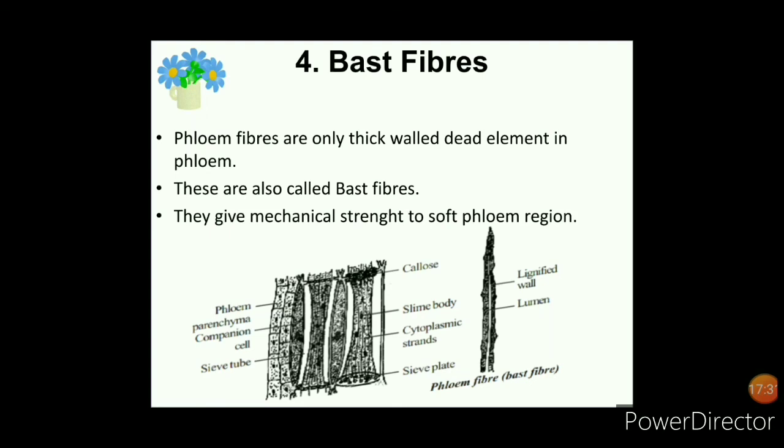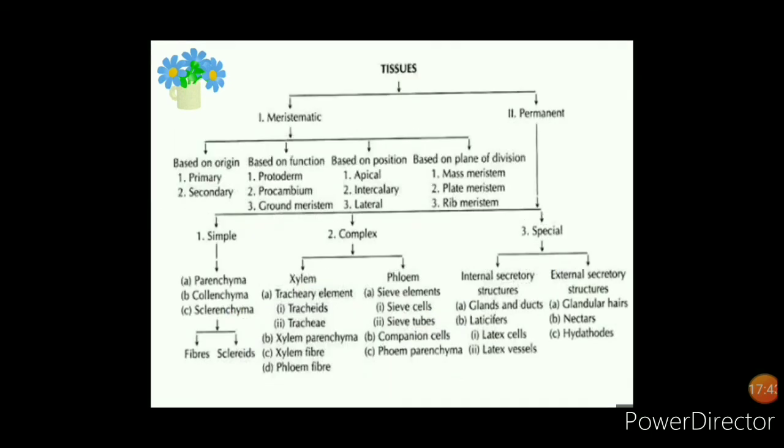Thus, these are complex tissues, xylem and phloem, which do the conduction in the plant body. So, these are also called conducting tissues. Collectively, these tissues are meristematic and permanent. In the last lecture, we studied meristematic, and in this we are studying permanent tissues.